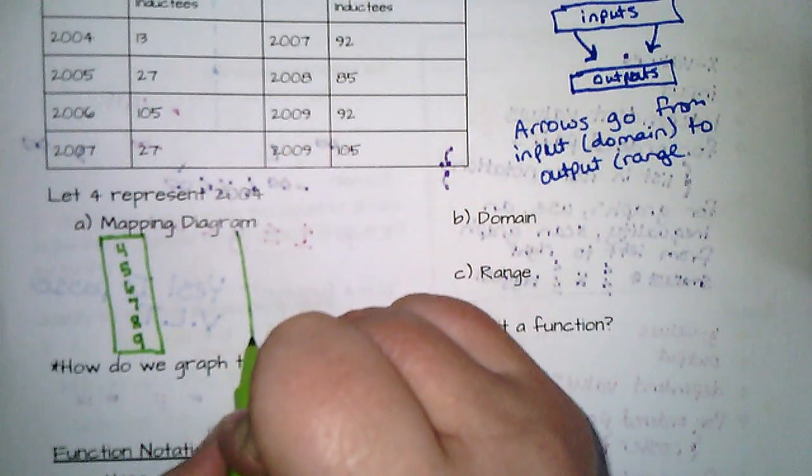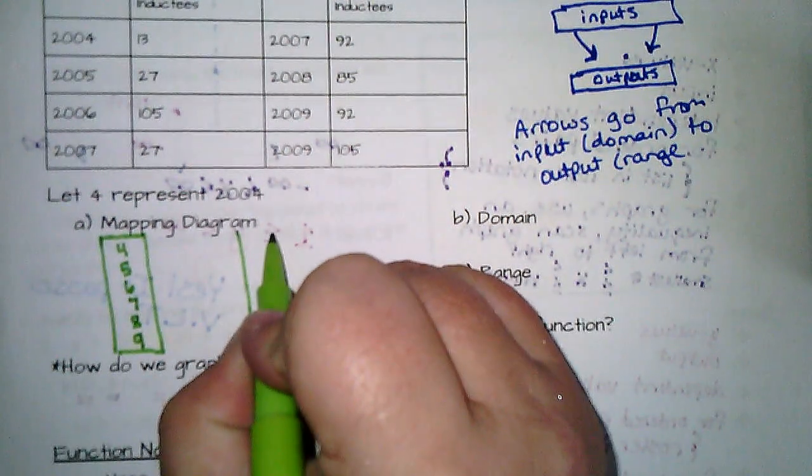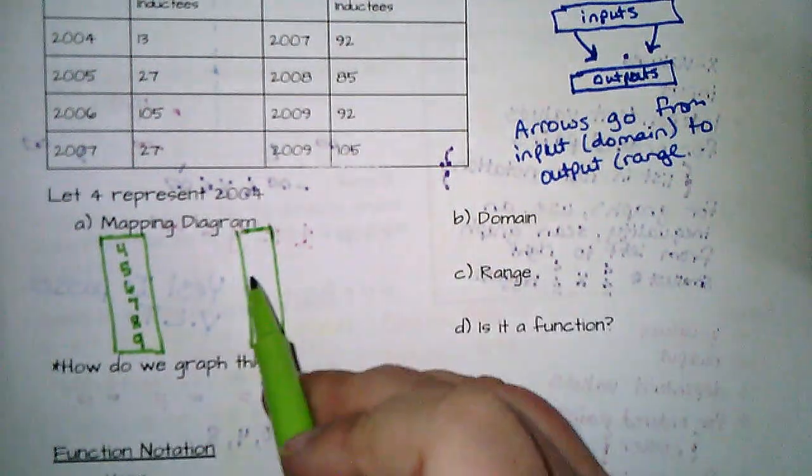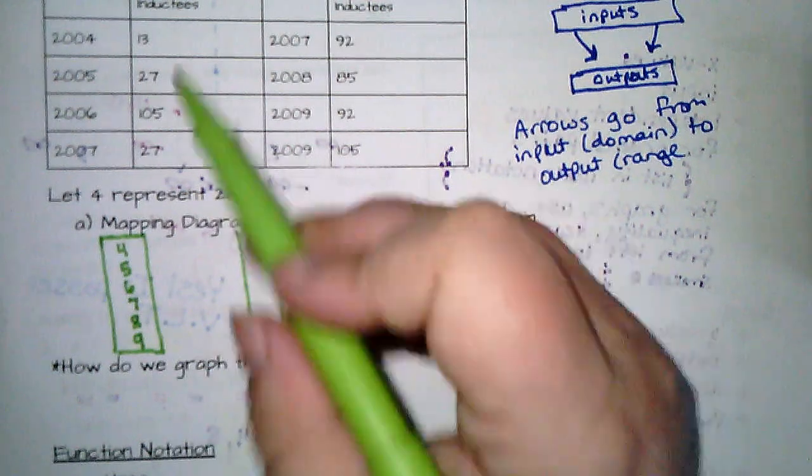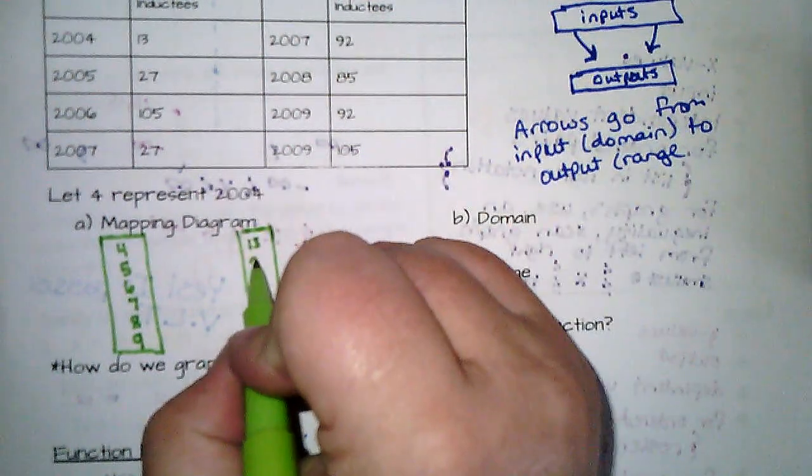Okay, then my range, or the number of inductees, I think I made that too small. Looks like the smallest number is 13. Next biggest is 27.